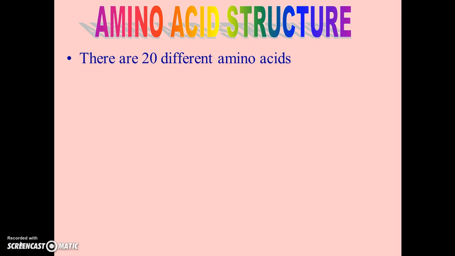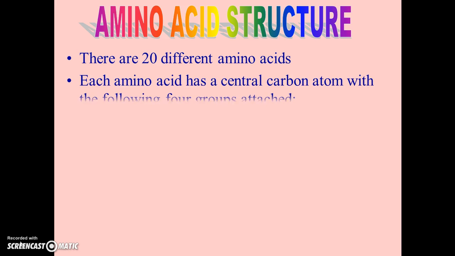There are only 20 different amino acids that exist in nature. If you think of amino acids like the letters of the alphabet, there are 26 letters in the alphabet, but look how many different words we can make. If you try to picture it like that, there's only 20 amino acids in nature, but depending on how those amino acids are combined, you can make thousands and thousands of different proteins.